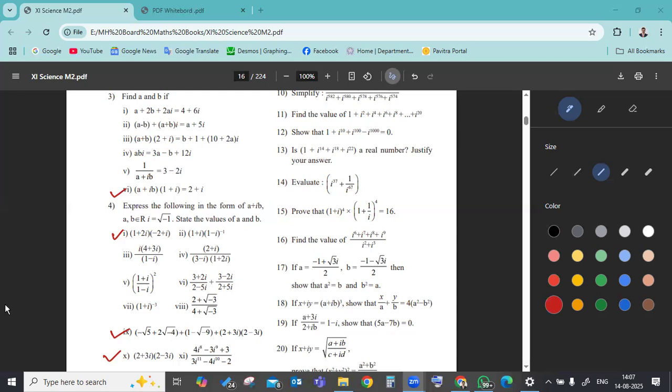I got till here: 1 plus 2i in a bracket and then minus 2 plus i in a bracket is equal to minus 4 minus 3i. That's it, I got. Till where? 1 plus 2i in a bracket and then minus 2 plus i in a bracket is equal to minus 4 minus 3i. Correct. Very good.